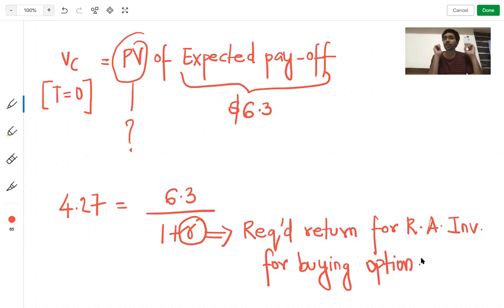Remember, the required rate of return for buying a share for a risk-averse investor is the CAPM discount rate. So if a risk-averse investor goes to a marketplace for buying a share, his required rate of return is going to be captured through the CAPM. But the required rate of return that a risk-averse investor wants from an option, we do not have any model yet. We are now calculating the implied rate, given that we know what the value of the option is.